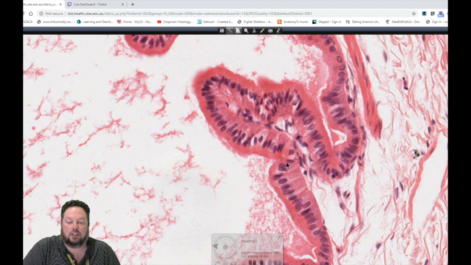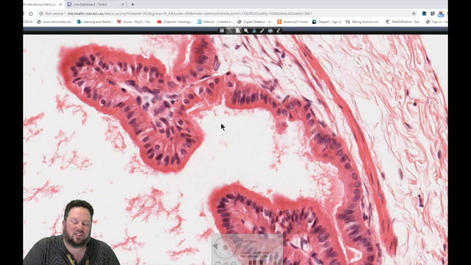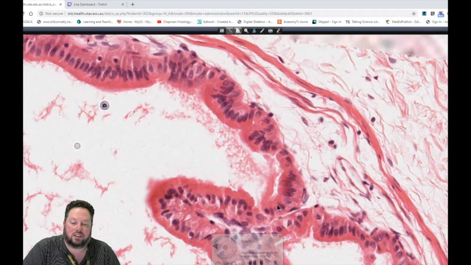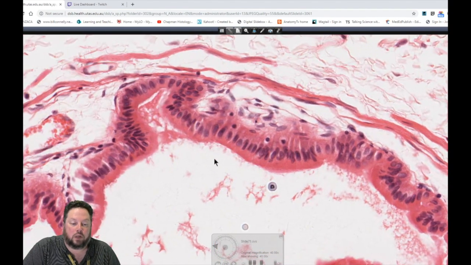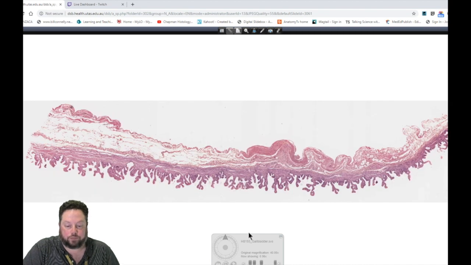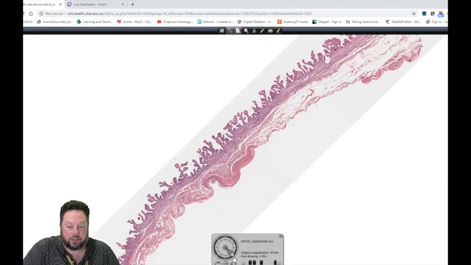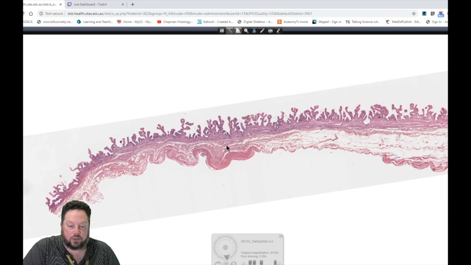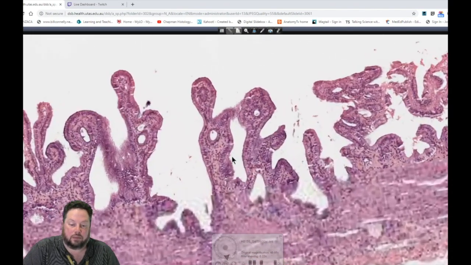Often we have these structures which look a little bit like villi, not necessarily so much in this section here, but if I move to the next section, for example, right, we're going to flip this around. You can see this villus-like structure I was talking about.